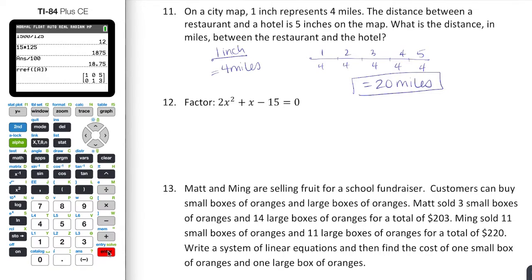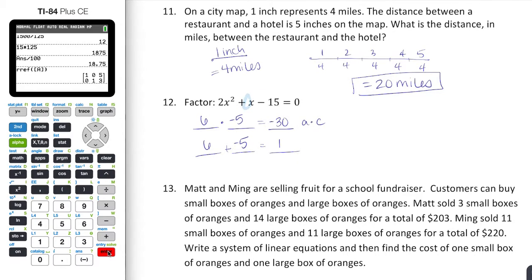All right, number 12, factor 2x squared plus x minus 15. So we're going to multiply our a times c. So a times c, we're going to get 2 times negative 15, which is negative 30. And then we're going to find two numbers that add up to equal b, which is the number in front of our x right here, which happens to be a positive 1. So two numbers that multiply to give you negative 30 and add up to 1, we're going to have 6 and negative 5.